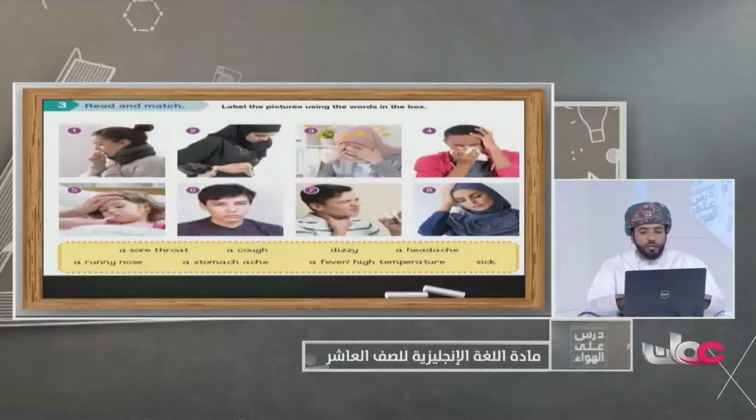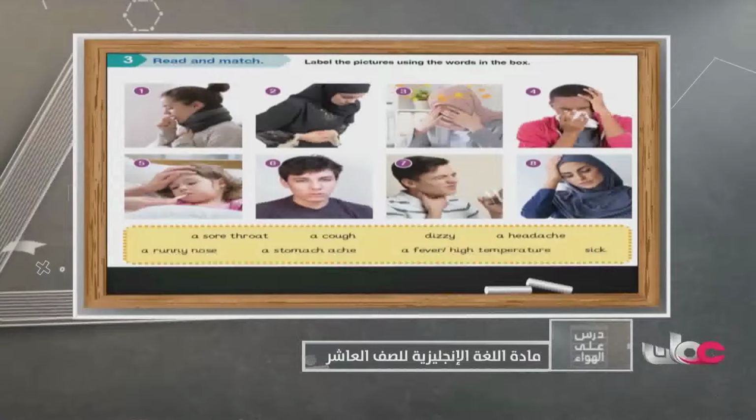So this is the first question in the vocabulary section, which is read and match. Label the pictures using the words in the books. So let's see these pictures. We have how many pictures? We have 8 pictures. Look at these people. They are suffering from several problems. Now, what are their problems? The first one. Now, let's read the words down in the yellow box.